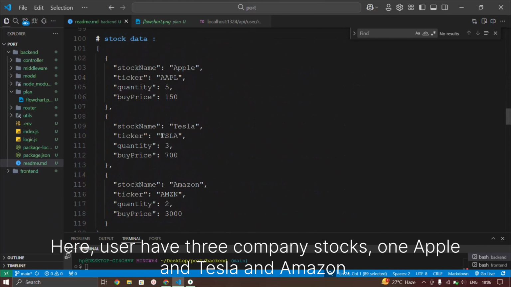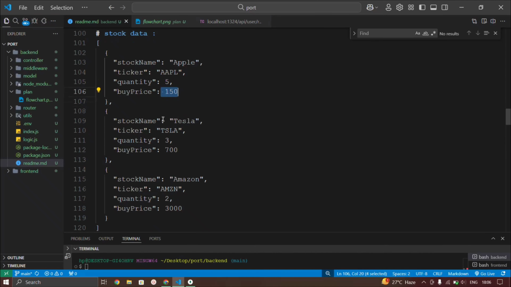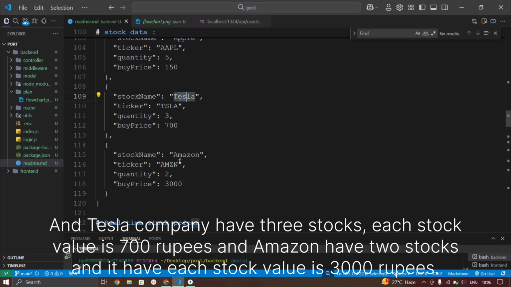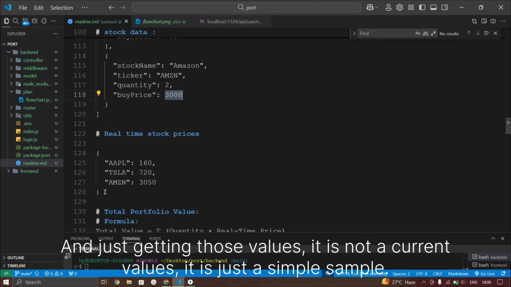Here the user has three company stocks: Apple, Tesla, and Amazon. The Apple company has five stocks, and each stock value is 150 rupees. Tesla has three stocks, each stock value is 700 rupees, and Amazon has two stocks, each stock value is 3000 rupees. I'm fetching real-time data, nothing but the current date and current time value of a particular company's stock value. I'm just getting those values.